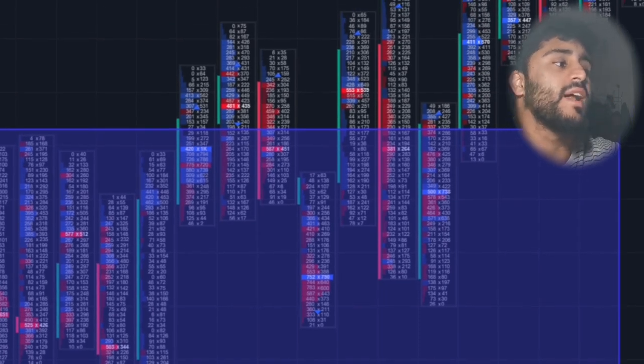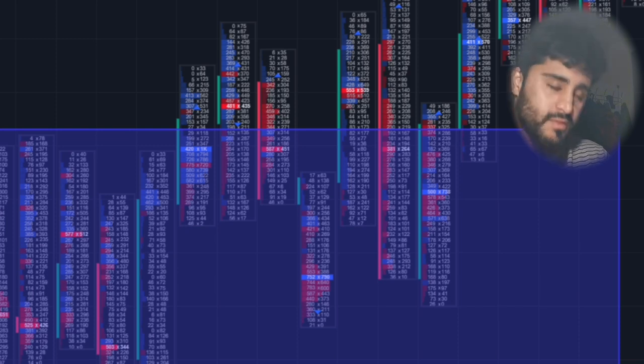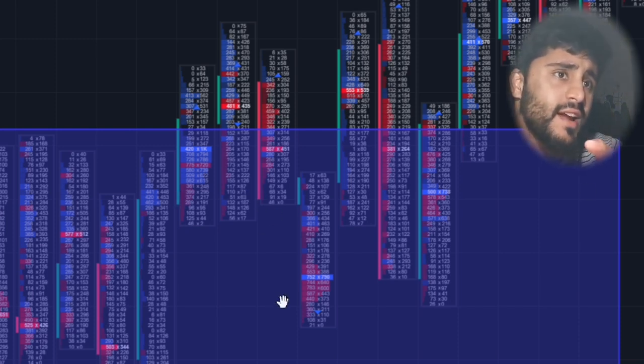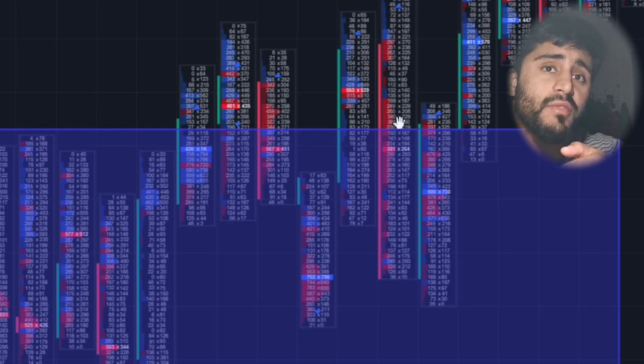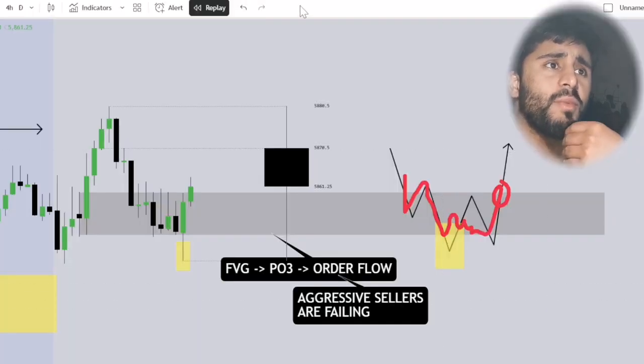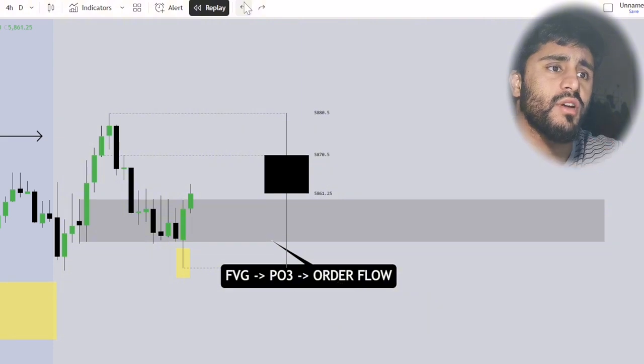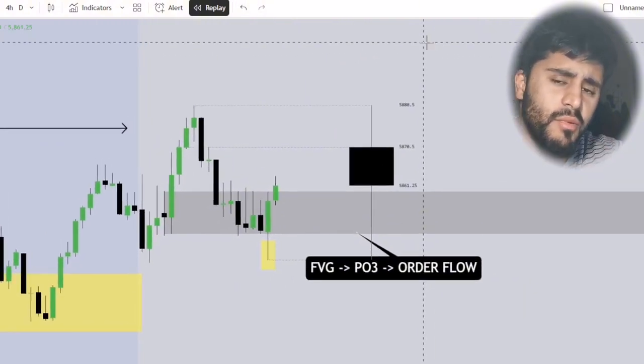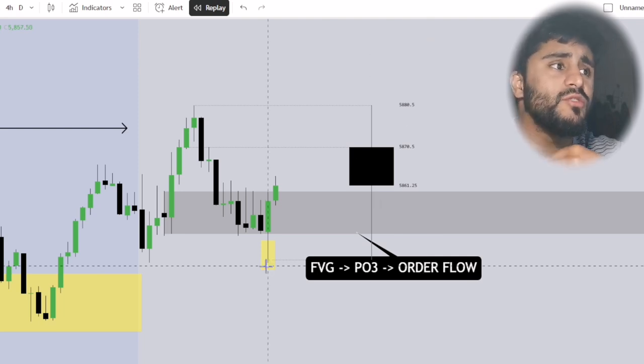But again, what makes it a valid break and retest is that you actually know what's happening behind the break and retest. So we have a fair value gap, aggressive sellers enter the area, and aggressive sellers fail to break above the area. So this tells you by default that buyers are in control. And so if we go back to the regular candlestick chart, what you want to understand is the three-step process: fair value gap, power of three, and then order flow. And this is what determines whether you take a trade, right?